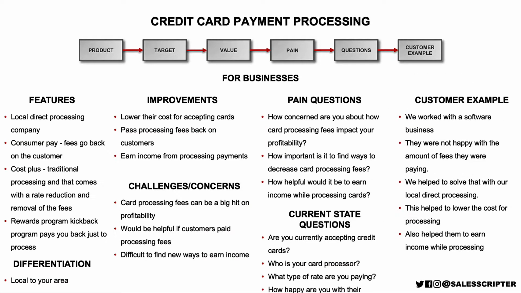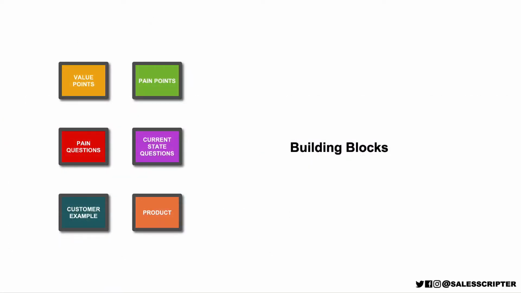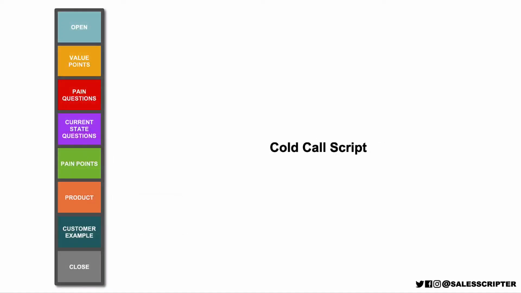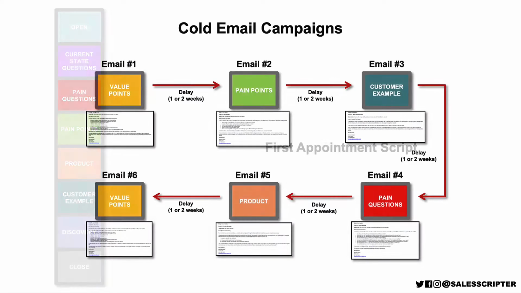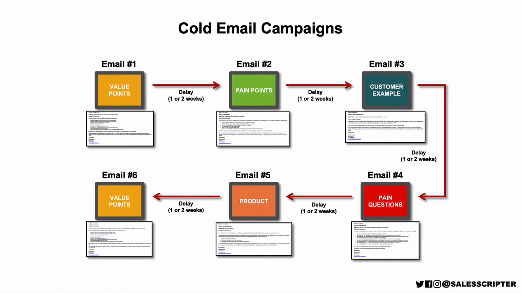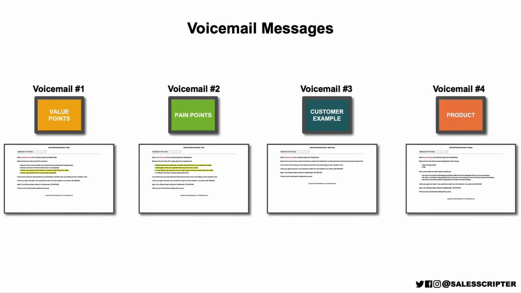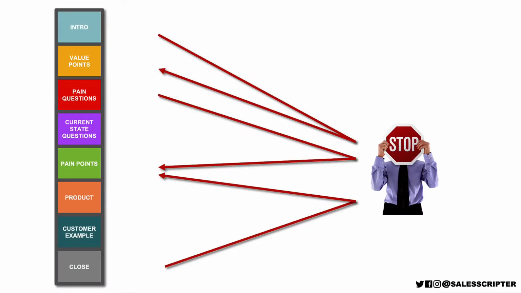And that is the process, and those are the steps that I went through to create this sales message. And each of those steps and each of these sets of bullet points creates what we refer to as building blocks, and you can then mix and match those building blocks to create a variety of different scripts. You can use those to create a cold call script. You can use those same blocks to create an appointment script. You can use those building blocks to create a cold email campaign, voicemail messages, objection responses.